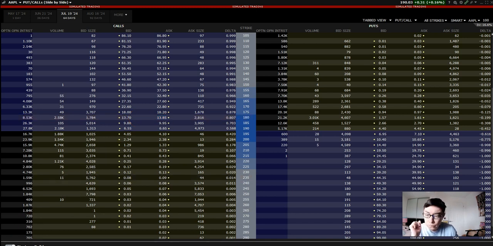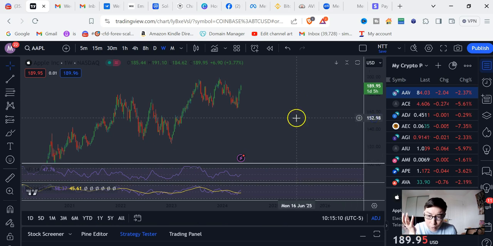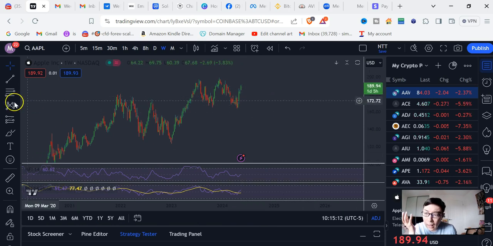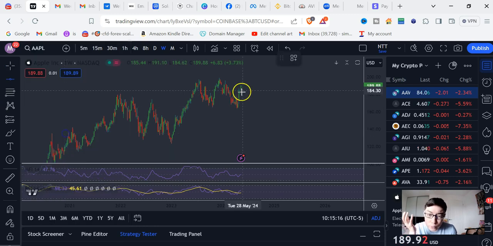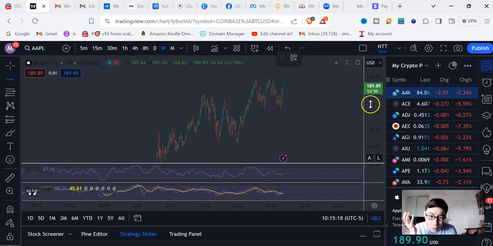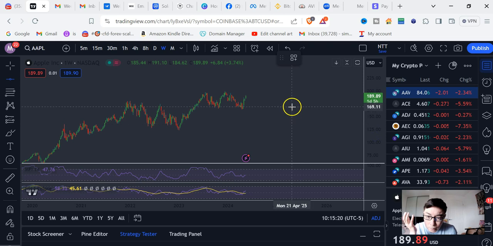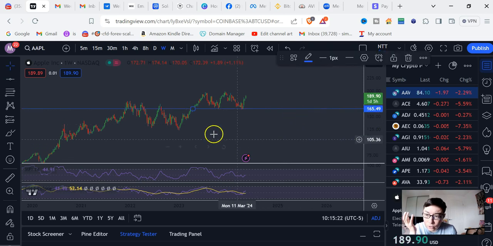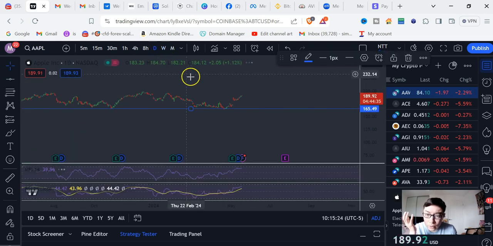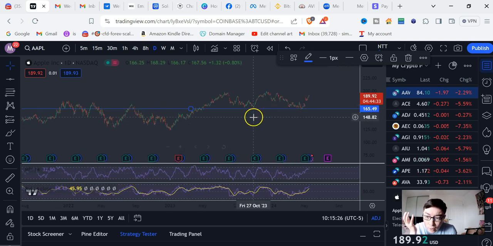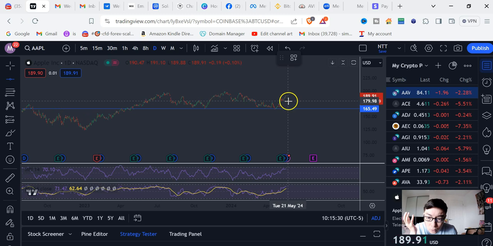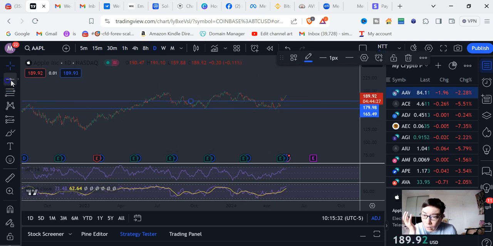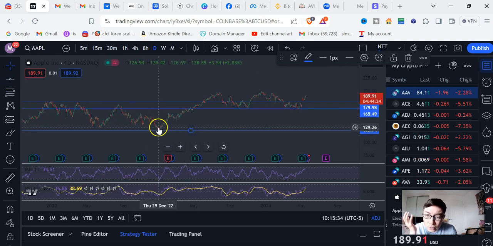So in the event of a put option, this is AAPL, Apple. Remember, we have to draw out our main key supports and resistance. Let's go on the daily first. There is one around about there, and one there. Just the key ones. You probably don't even need that one there.